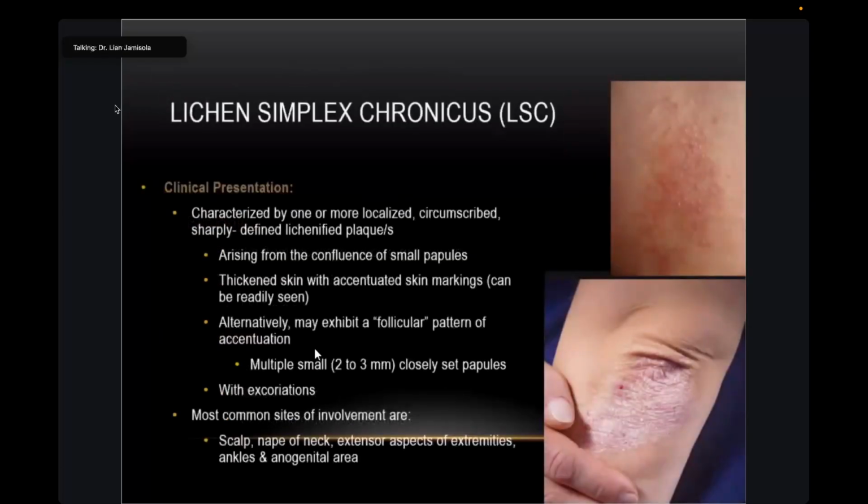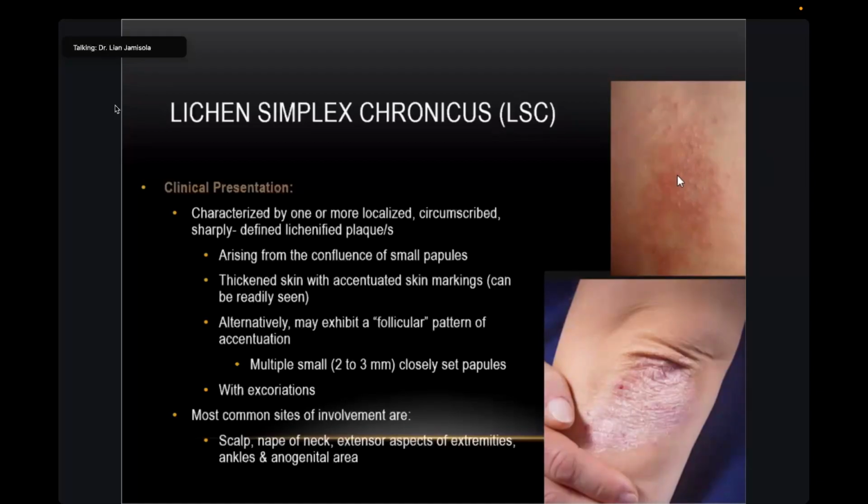Okay, so this is characterized by one or more but not so many. The lesions are relatively few. Circumscribed, sharply defined lichenified plaques, arising from the confluence also of small papules. So what do you mean by lichenification? If you remember your secondary lesion, this is thickened skin with accentuated skin markings. Alternatively, they may also exhibit a follicular pattern of accentuation.